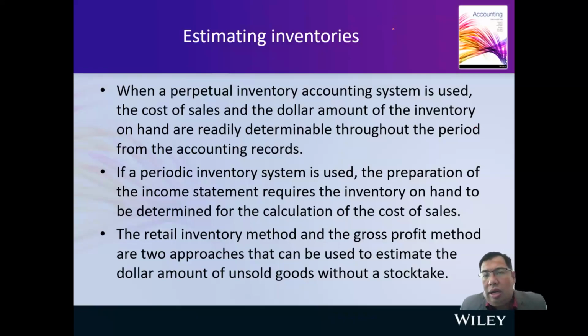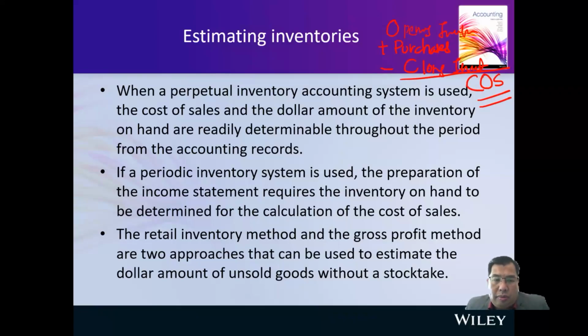How is the formula to calculate the cost of sales? Opening stock plus purchases. If you have a return, you minus return, and then you minus your closing stock. This is your opening inventories plus purchases minus returns minus your closing inventories. From here, you will get your cost of sales. Otherwise, you won't be able to determine your gross profit because you don't know what is your cost of sales.